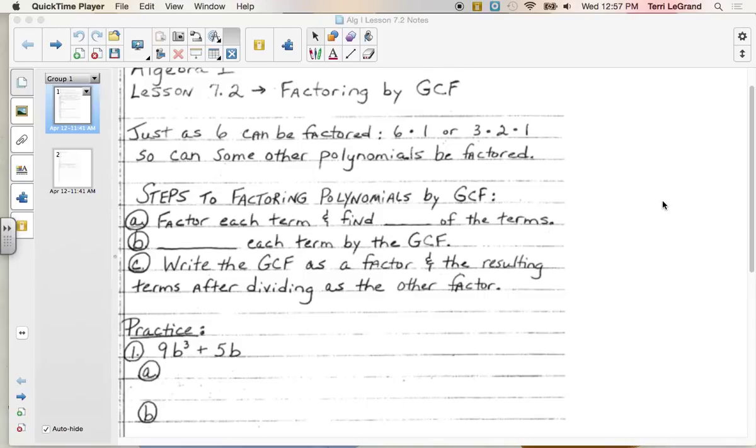Thing in this lesson, it will just be factoring by the GCF without grouping, okay? So just as 6 can be factored, if I said to you, show me all the different ways to factor 6, you could say, well, you can take 6 times 1, or you can take 3 times 2, or you could take 3 times 2 times 1. So polynomials can be factored also. Not all of them, but we want to always check to see if they can be factored.